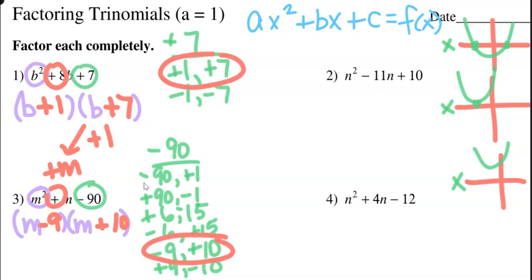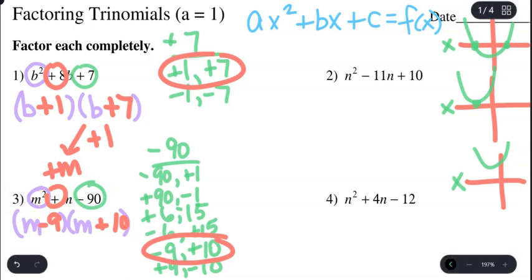Number 2 and number 4 I'm going to leave out right now. Let's just look at 1 and 3. So let's go back to number 1. Number 1 is b squared plus 8b plus 7. When I factor, I do the same thing: I take the c term, remember that's your constant, and I find all the factors that can give me that c term.